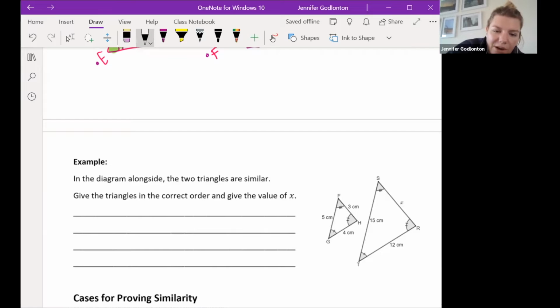At the moment, we're going to ignore this part of the instruction. We're going to do that just now. I would just like you to write these two triangles in the correct order to each other.